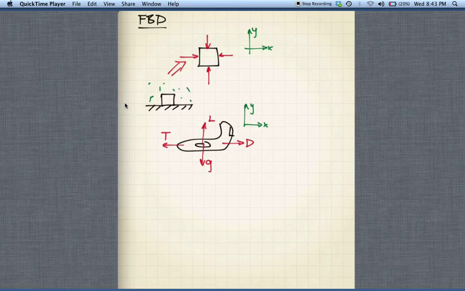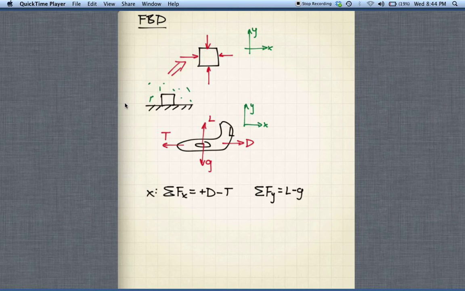So what is a free body diagram useful for? A free body diagram is useful for summing all the forces and determining the net force on an object. Now the net force is really important. For example, we can look at the net force in the x direction. The net force, which is sigma F, the sum of the forces in the x direction, is equal to drag, which acts in the positive direction, minus thrust, which is in the negative direction. Similarly, the sum of the forces in the y direction is equal to lift in the positive y direction minus gravity.